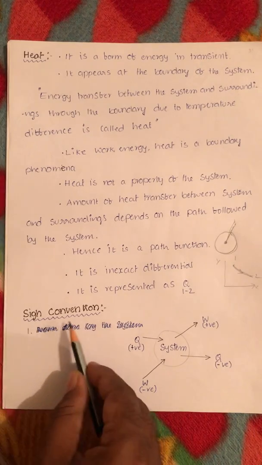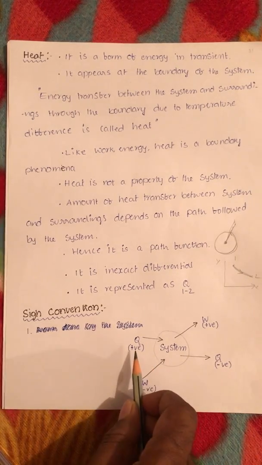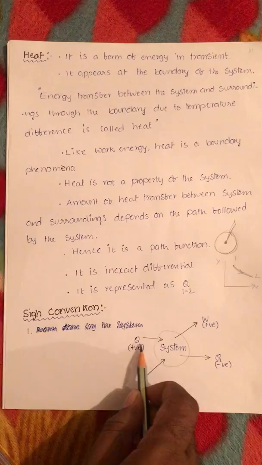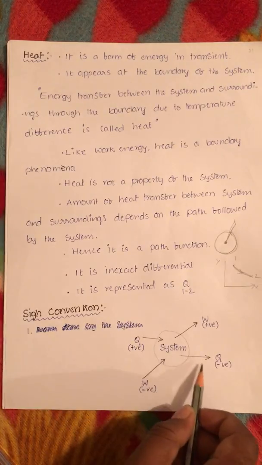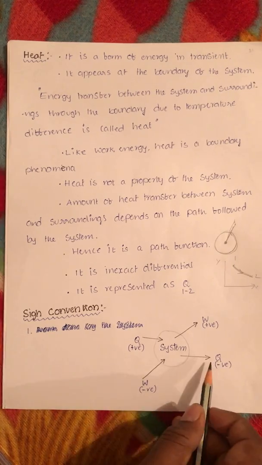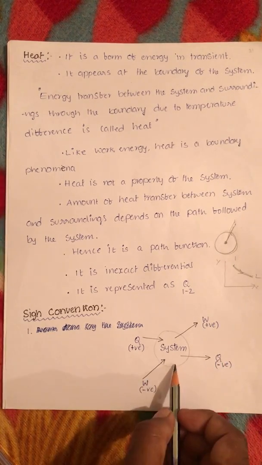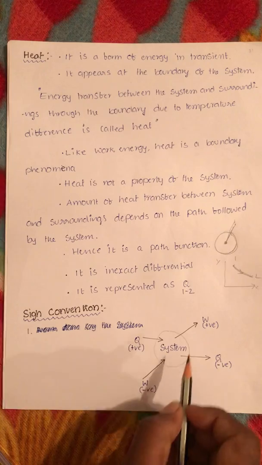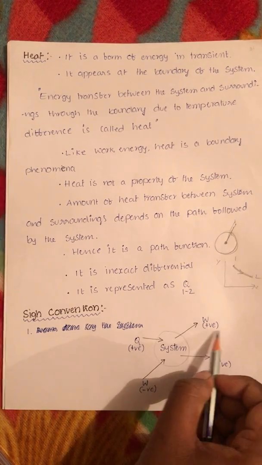Let us go to the sign convention. Heat entering the system we consider as positive. Heat rejected, heat leaving, we consider as negative. The reverse is true for work. If work is entering, that is, work done on the system, it is negative. If work is done by the system, it is positive.